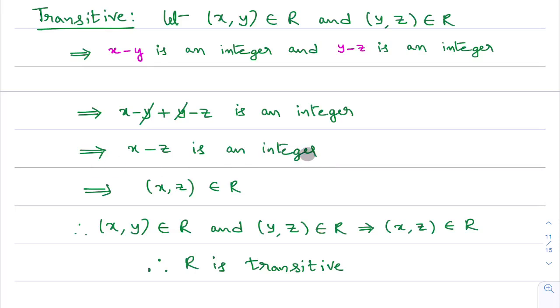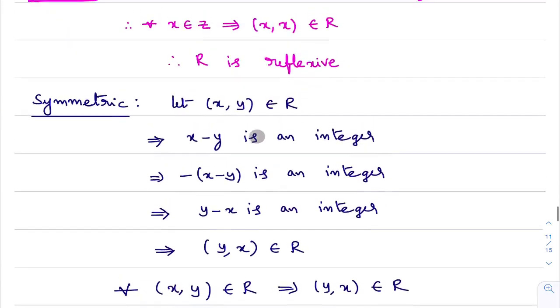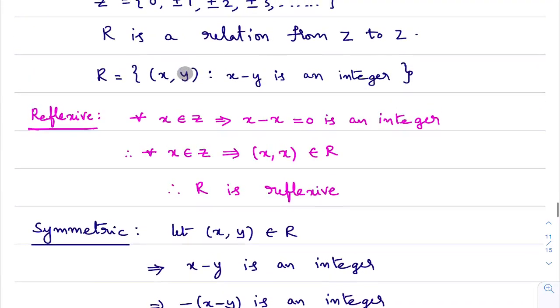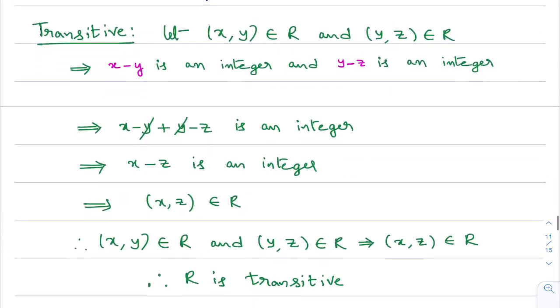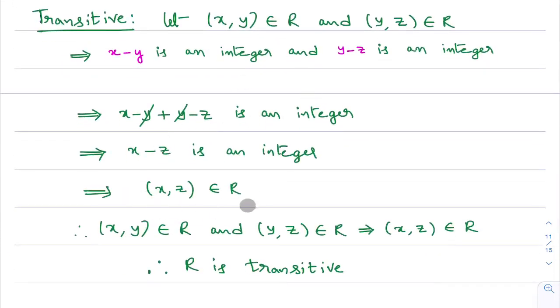x minus z is an integer. So what you came to know, when you take (x, y) belongs to R and (y, z) belongs to R, you came to know that (x, z) belongs to R. If x minus z is an integer, then the ordered pair (x, z) belongs to the relation as per the definition. I hope you are understanding. As x minus z is an integer, that means the ordered pair (x, z) belongs to this relation.